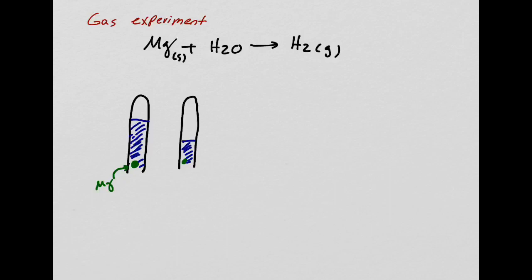So what's going to happen? Over here, you have the magnesium and you have water. Water plus magnesium, H2 gas is going to be produced over time. These are H2 gases. As time goes on, you see how the volume of the water is going to go down and get displaced by the H2 gases. So what I'm doing basically is producing the gas and collecting it over water.